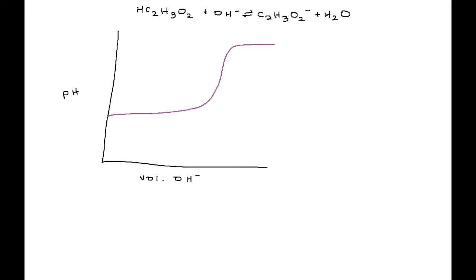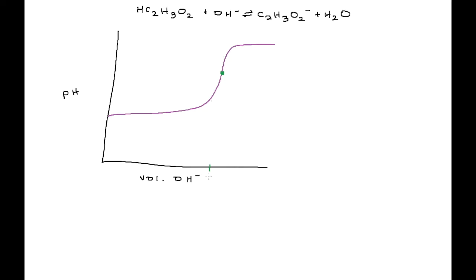Okay, so let's identify a couple of key points. The first point is my equivalence point, where my number of moles of acid and base are the same. Remember, this is going to be different from your endpoint because your endpoint is simply where your indicator changes color. So once you're at your endpoint, that doesn't necessarily mean you're at your equivalence point. It just means you're within the range of the indicator for it to change color.